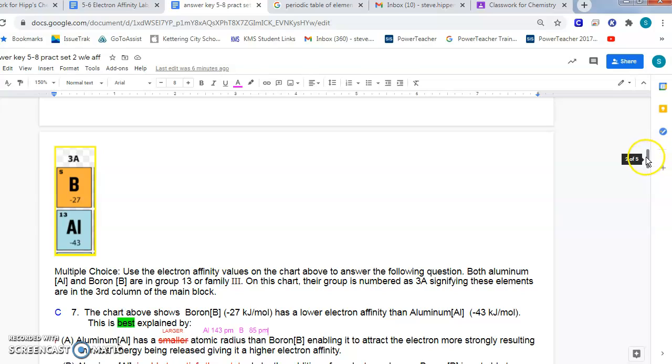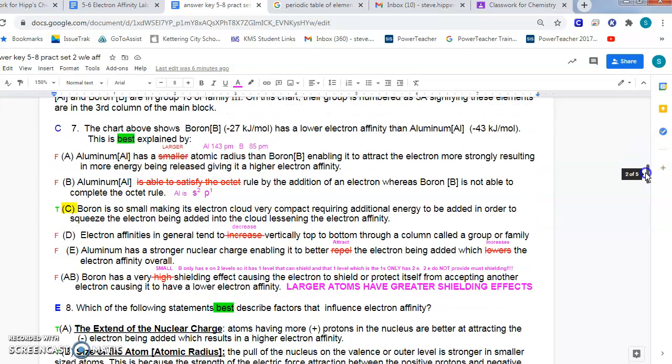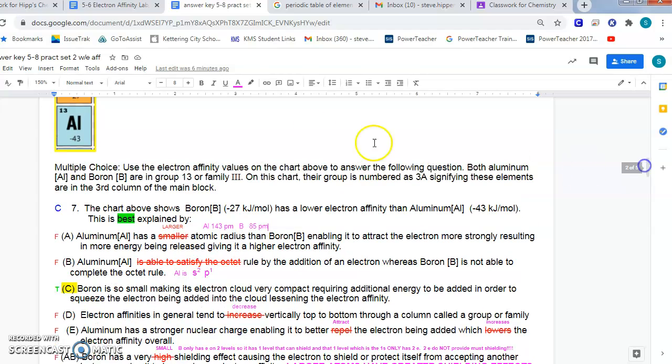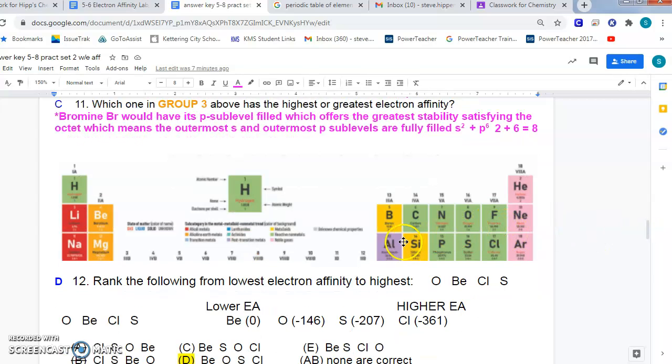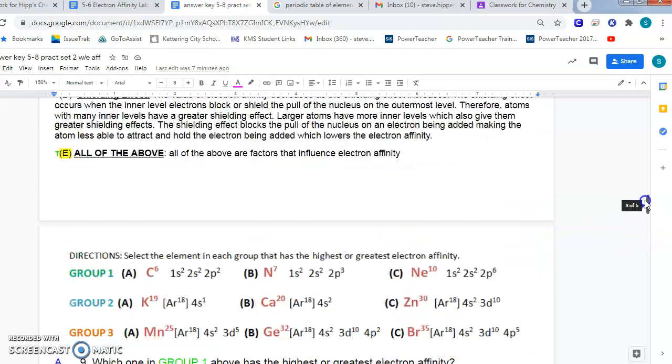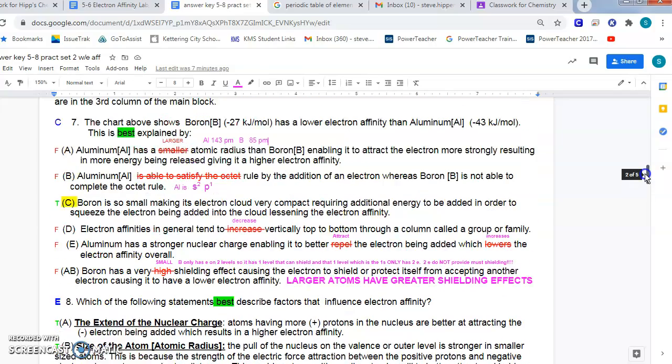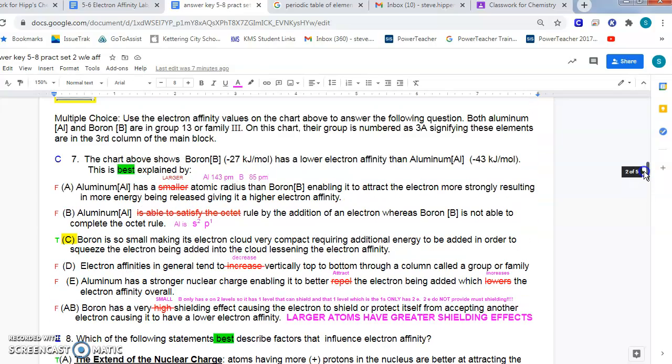It's not going to satisfy the octet rule for either of them. In fact, aluminum is better at losing 3. If aluminum has 13 protons, it starts with 13 electrons. If aluminum loses 3 of those electrons, it would be left with a stable configuration like neon. So aluminum would need to gain 5. Boron would need to gain 5 to satisfy the octet rule. They're in the same column. They need the same number of electrons to achieve stability. Letter B is not right.